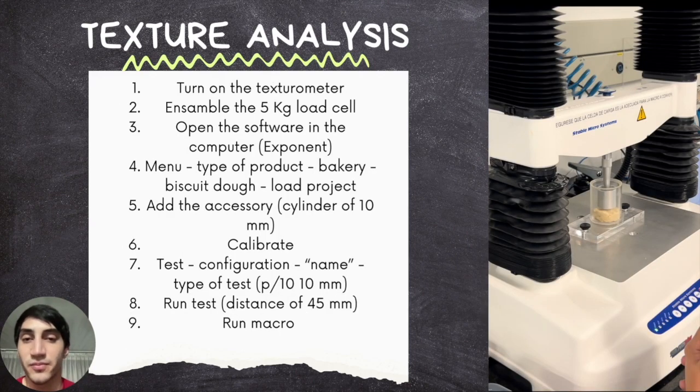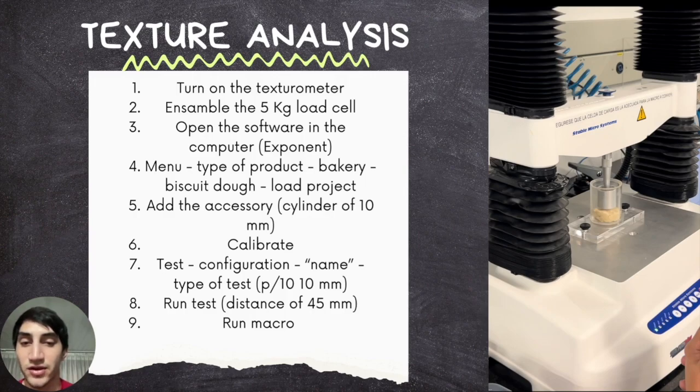The second part of the practice was the texture analysis. So first we turned on the texturometer, then we sampled the 5 kilogram load cell. After, we opened the software in the computer, which is called Exponent. Then we click on Menu, Type of Product, Bakery, Biscuit Dough, and we load the project. The fifth step is to add the accessory, which is a cylinder of 10 millimeters.